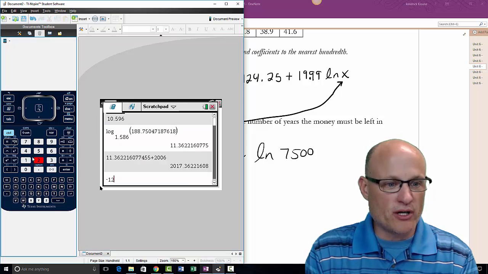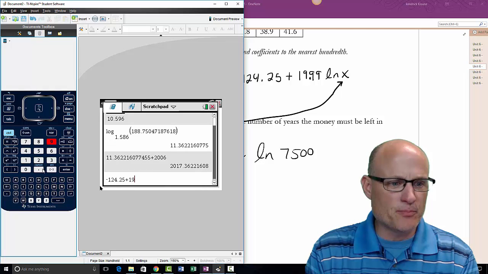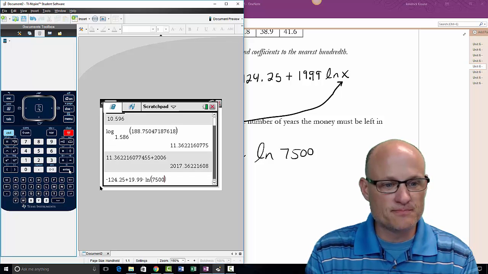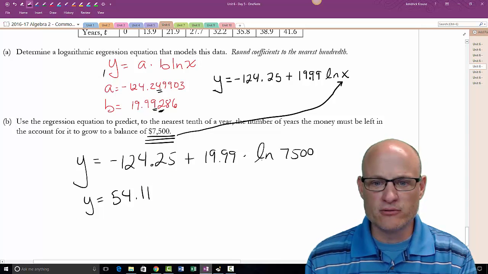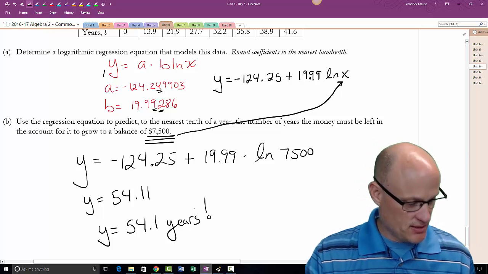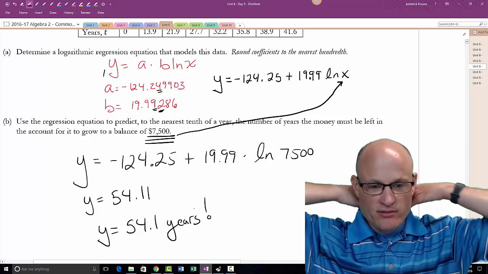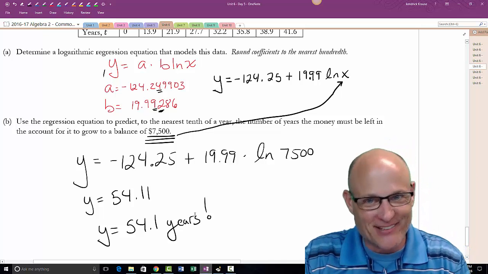-124.25 plus 19.99 times the natural log of 7,500. Oops, one too many zeros. And I get 54.11 years. So Y equals 54.11 years. What does it round to? Nearest tenth of a year. So Y equals 54.1 years. There it is, kids. So it'll take a little over 54 years to have $7,500. That's quite a lot of time. Oh my gosh, that's about as long as a math class.